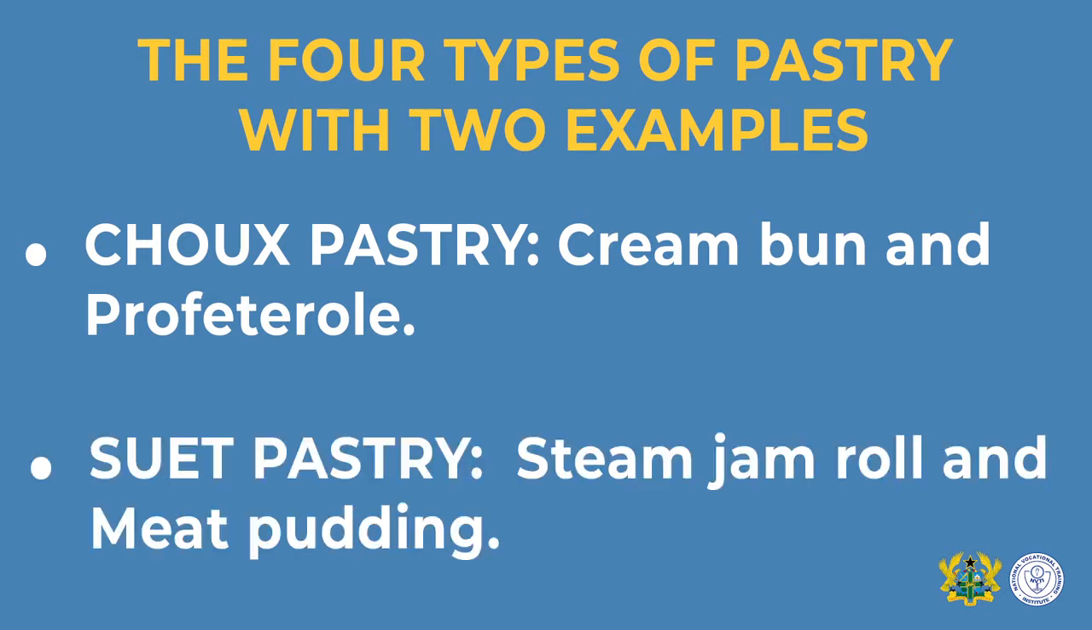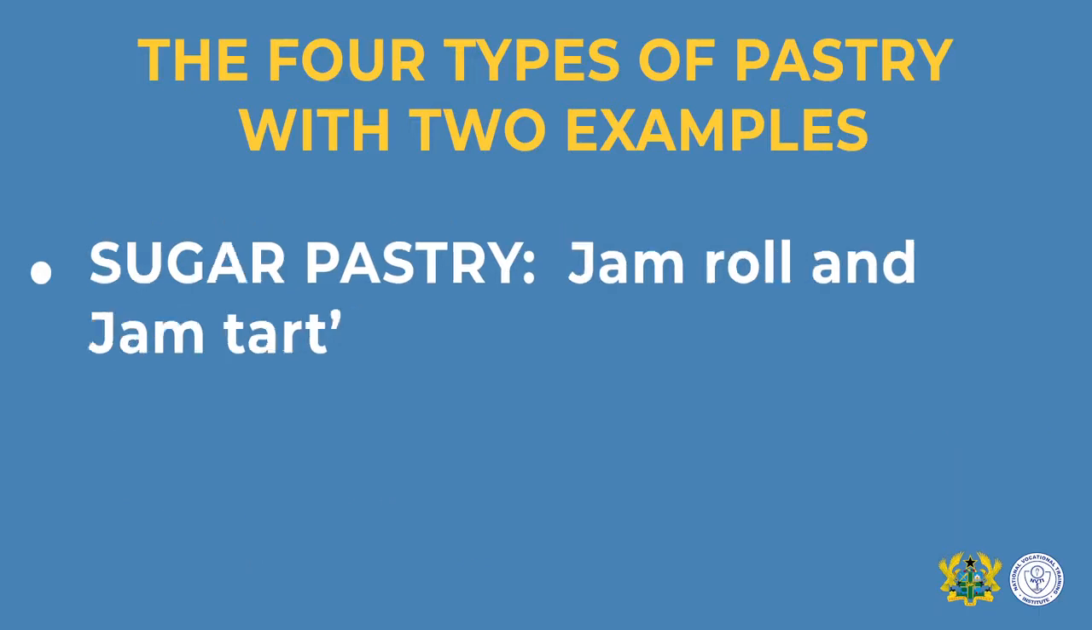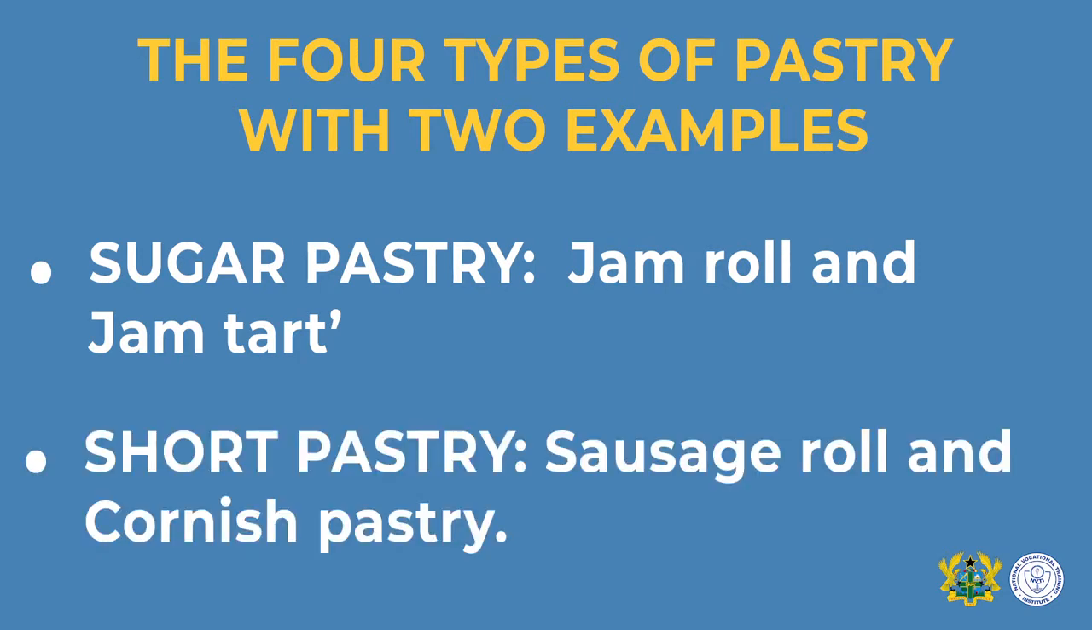We also have sweat pastes, and examples are steamed jam roll and then meat pudding. We also have sugar pastes, and the examples are jam roll and then jam tarts. We also have short pastry, and the examples are sausage roll and then Cornish pastry.